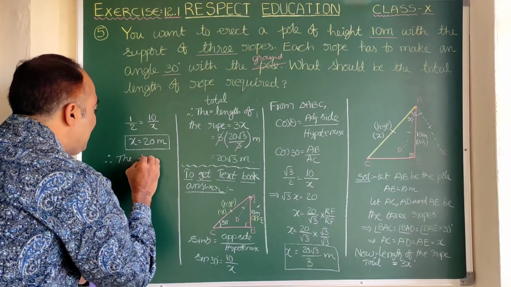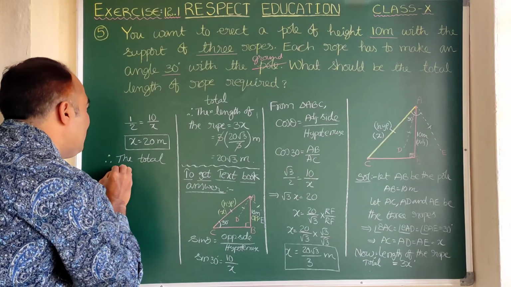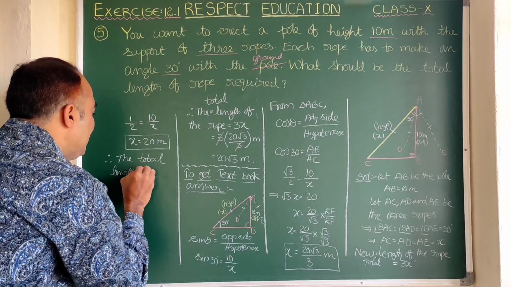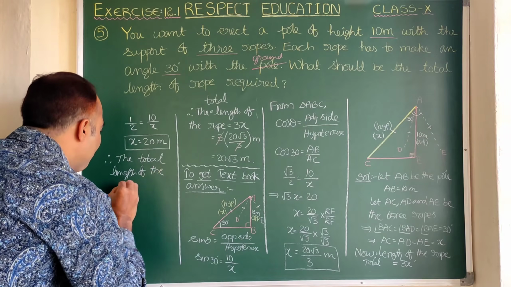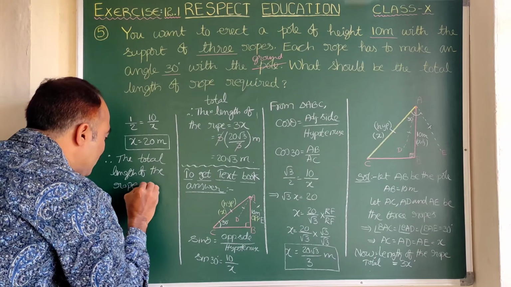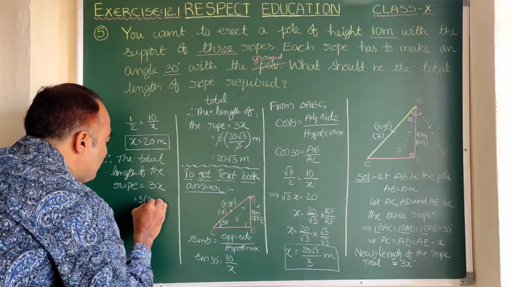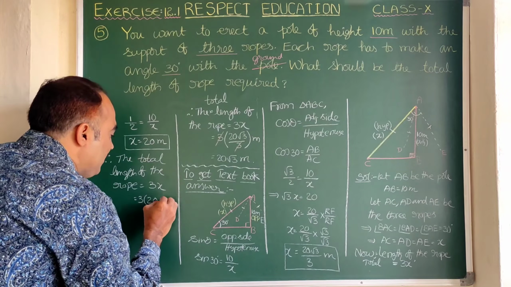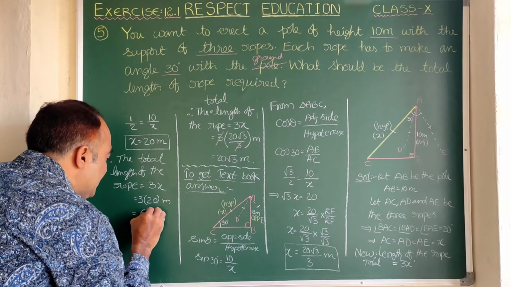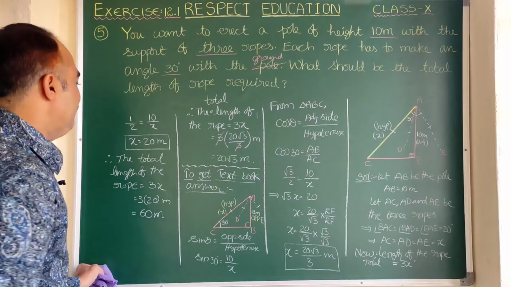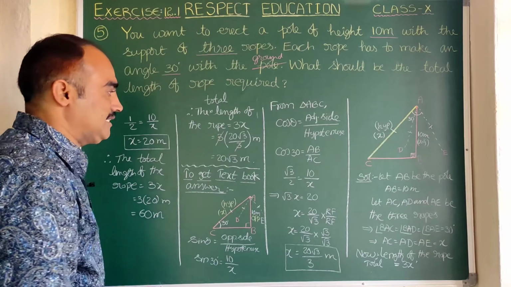So the total length of the rope is equal to 3 times x meters. So we can write 3 times 20, x is 20 here, 20 meters. So 3 20s are 60 meters. So here we get the total length of the rope is 60 meters.